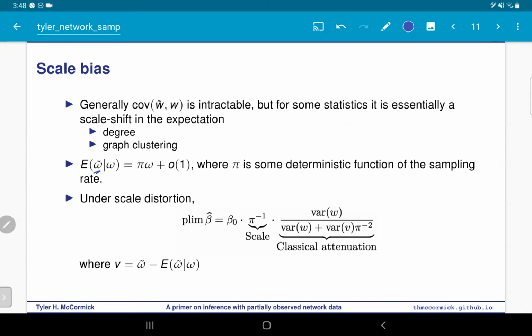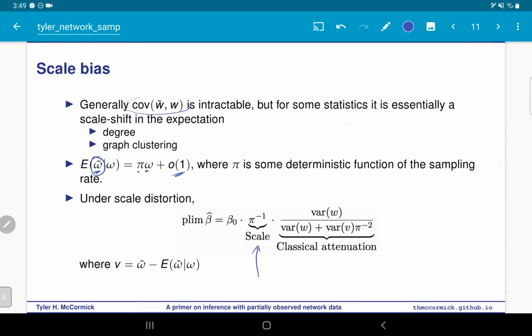So if we use this same process, essentially just take this covariance and write it out in terms of expected values, and then substitute in this quantity, where we're saying that the expected value of our W tilde, our actual observed quantity, is some scale factor times the real thing, plus some small remainder that we won't really talk about, then what you wind up with is that the limit of your beta estimate, your coefficient, now becomes a product of two things.